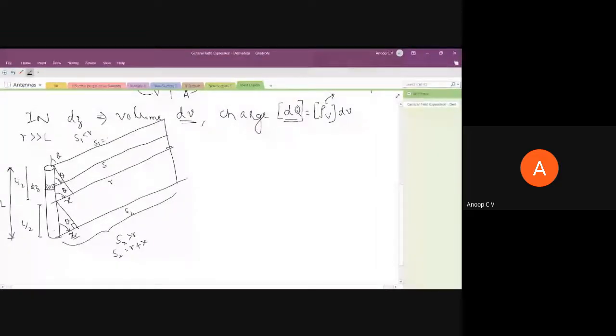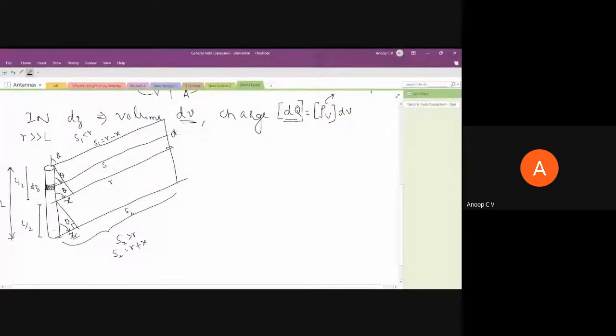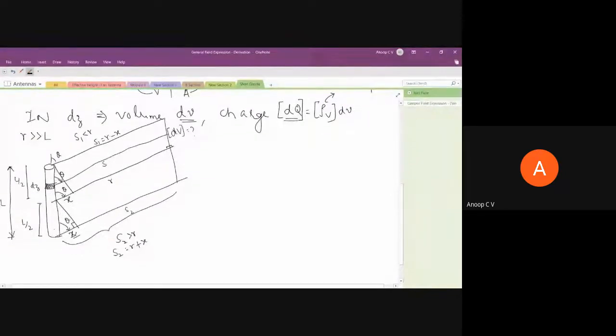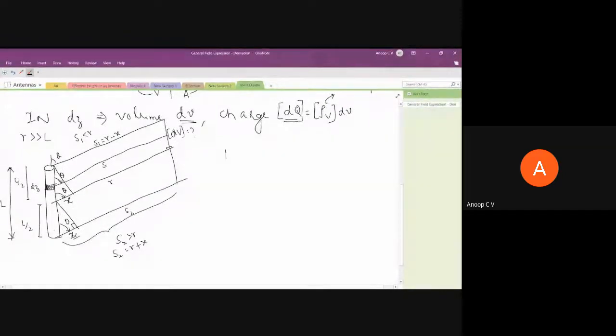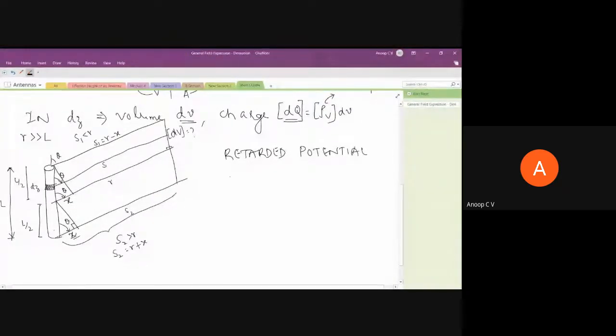But for the time being, I have a volume element, a differential volume element here, of length dz, and it is causing some potential at this point. I'm calling it the retarded potential dV. We need to find out what that is. So I can write the retarded potential dV.